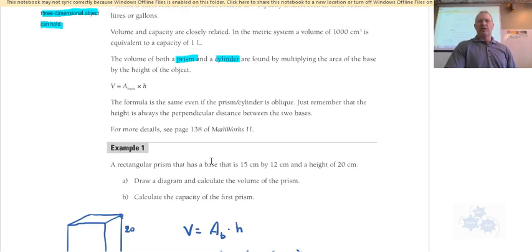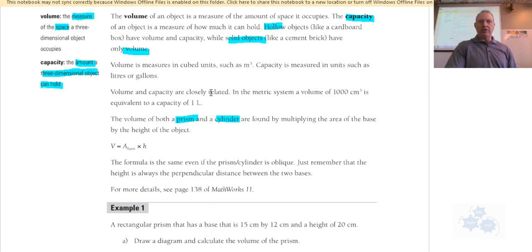Okay. So, here we go. Volume and capacity are closely related. In the metric system, 1,000 centimeters cubed. We should highlight this as well. Let's not forget this. We should go back here. So 1,000 cubic centimeters is 1 liter.